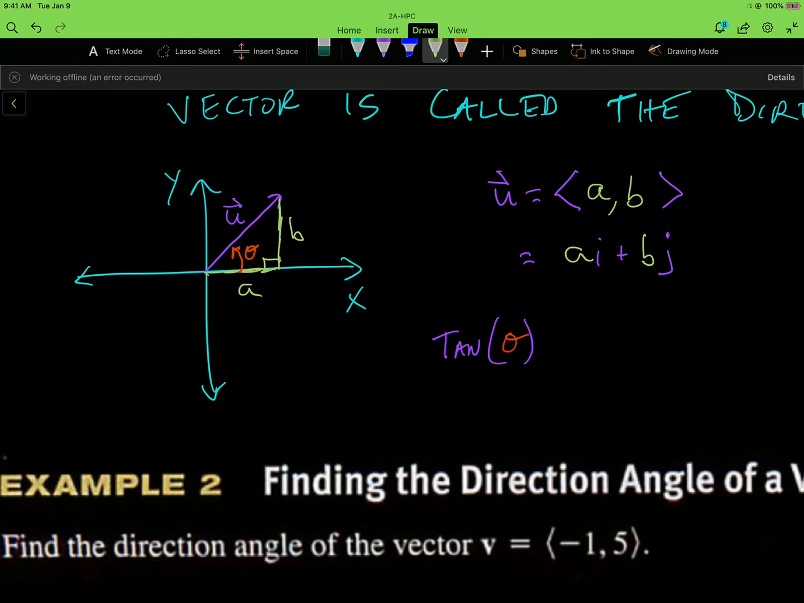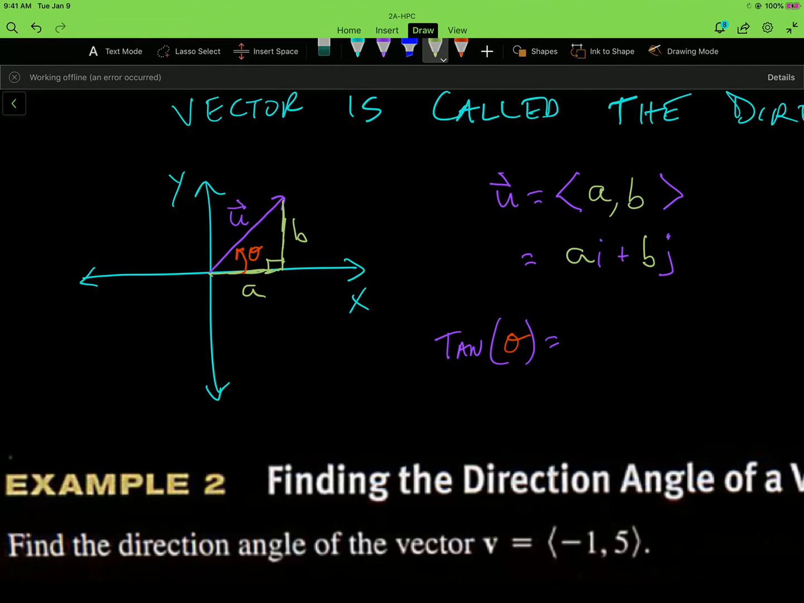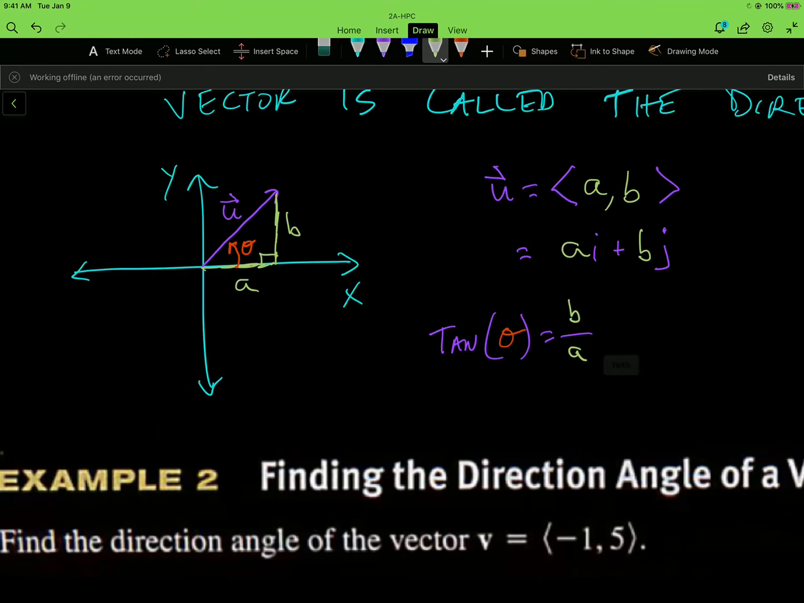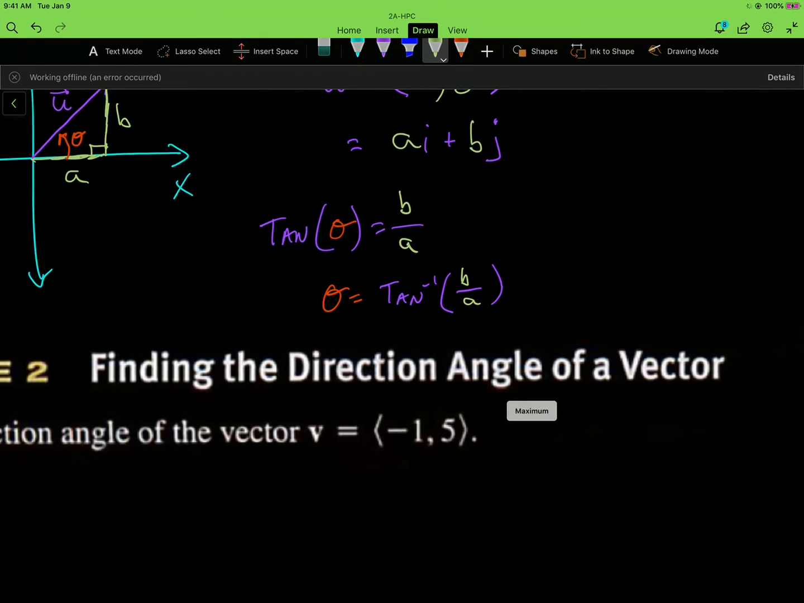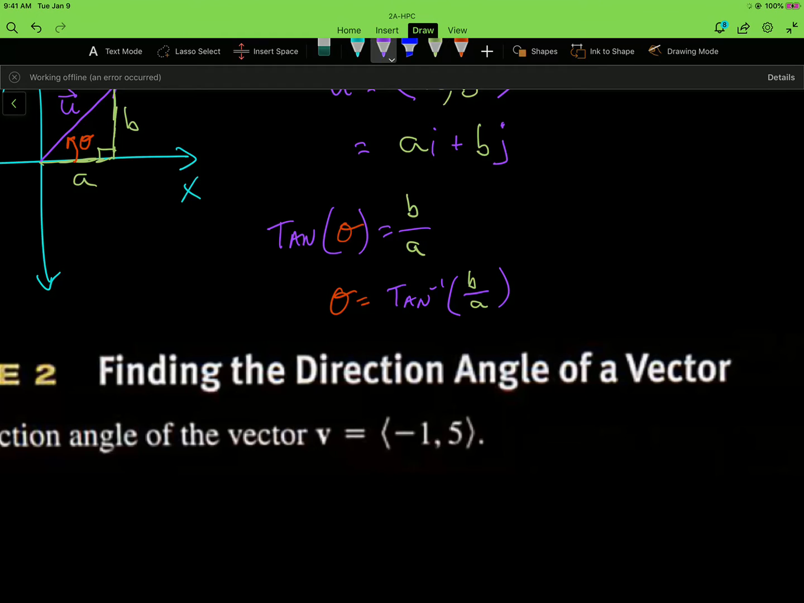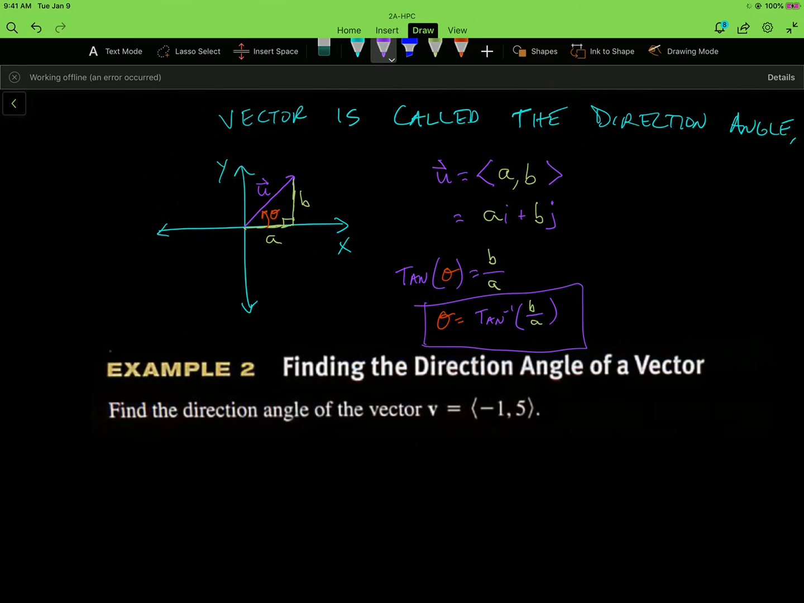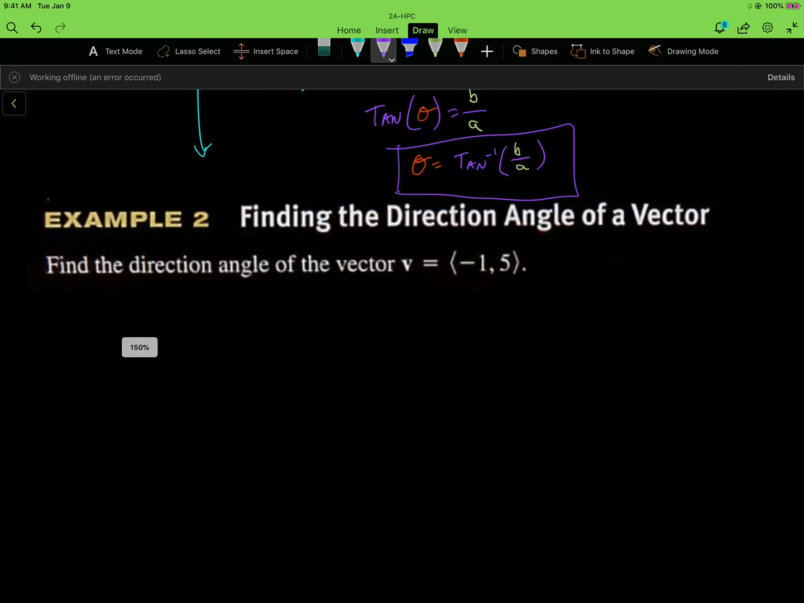Tangent of theta is equal to the opposite side, so the B component, divided by the horizontal component, A, and then we solve that for theta. We inverse tangent both sides, so theta equals inverse tangent of the B component of the vector divided by the A component of the vector. So that's how we find algebraically the direction angle of our vector. And of course, A cannot be 0 because we're dividing by A. So let's do an example.